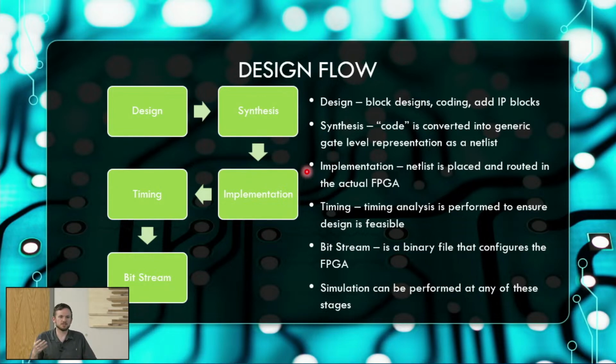And that produces what's called a net list. It's just a list of all the components of the design, but it's not tied to any specific FPGA. Then you go into what's called implementation, which does what's called placing and routing, which is exactly what it sounds like. It places the design in a physical FPGA and then routes all the signals to all the different registers, lookup tables, does all that.